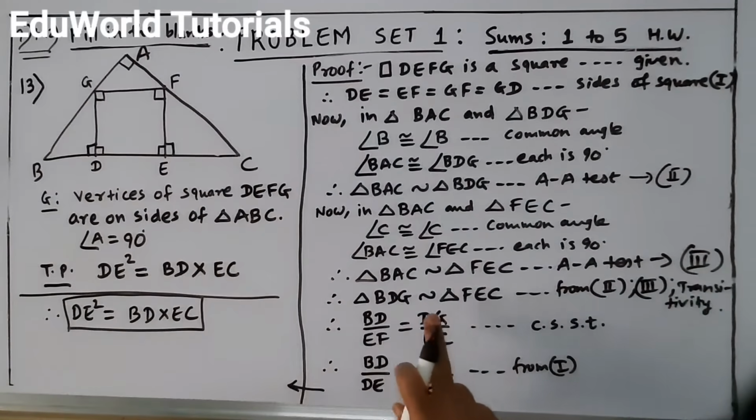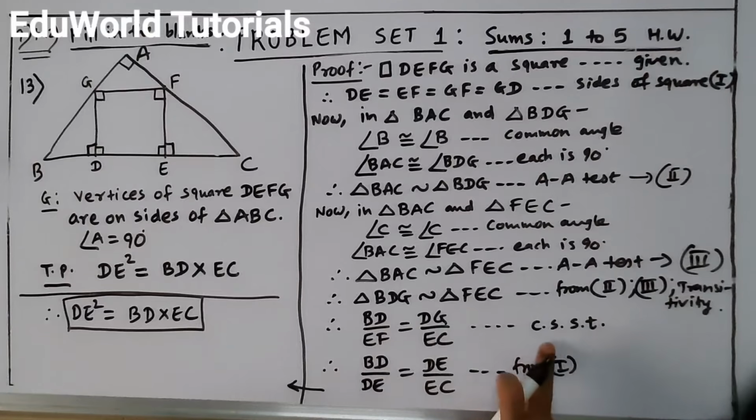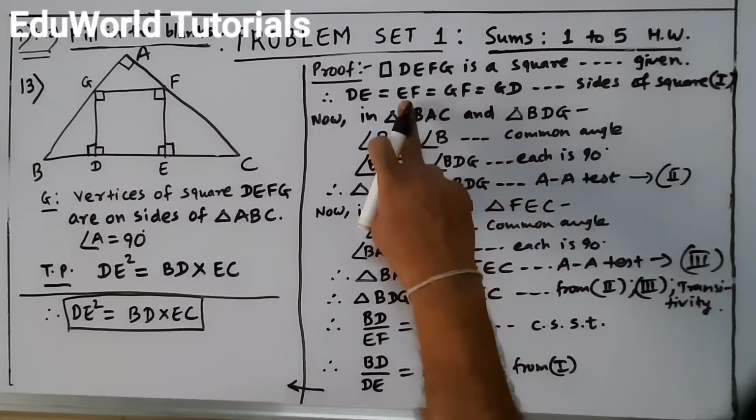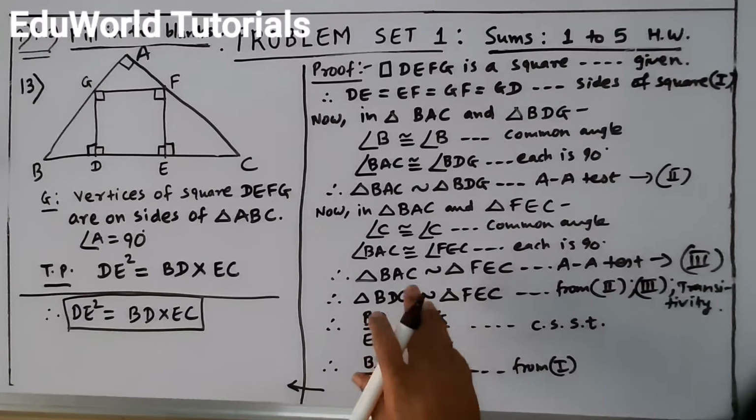Then we write the ratio BD to EF is equal to DG to EC, corresponding sides of similar triangles. And then this EF and DG both are replaced by the required side DE, because GD and EF both are equal to DE. So the remaining things remain the same. BD upon DE is equal to DE upon EC from 1, and on cross multiplying we get the required thing. So this is sum number 13, an important sum.